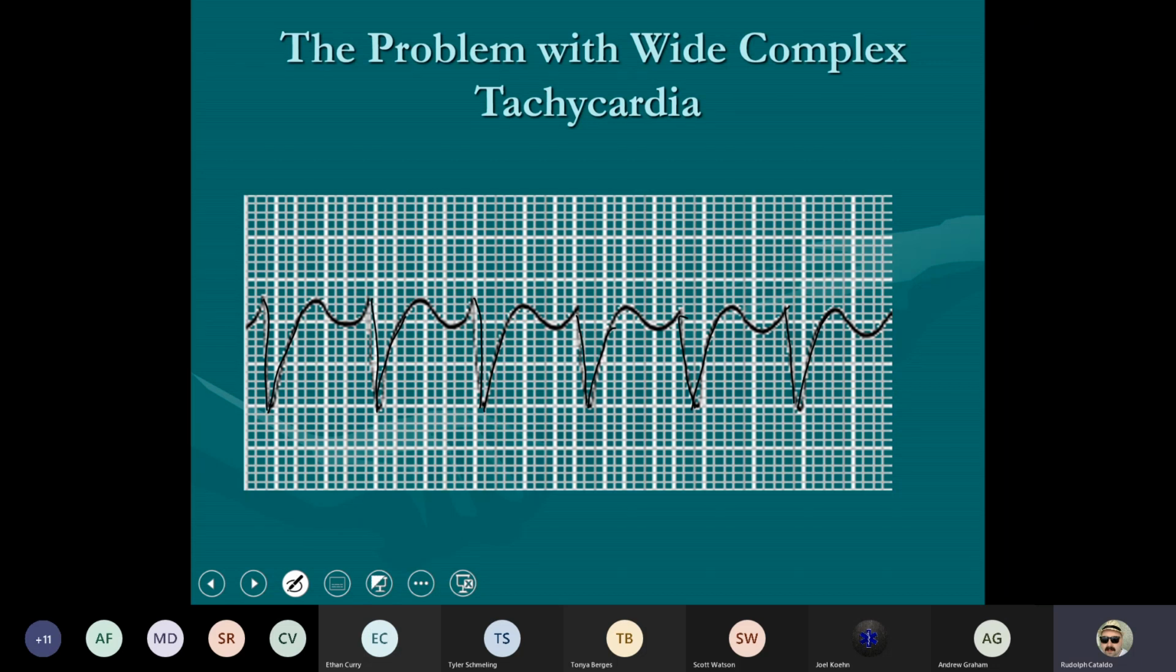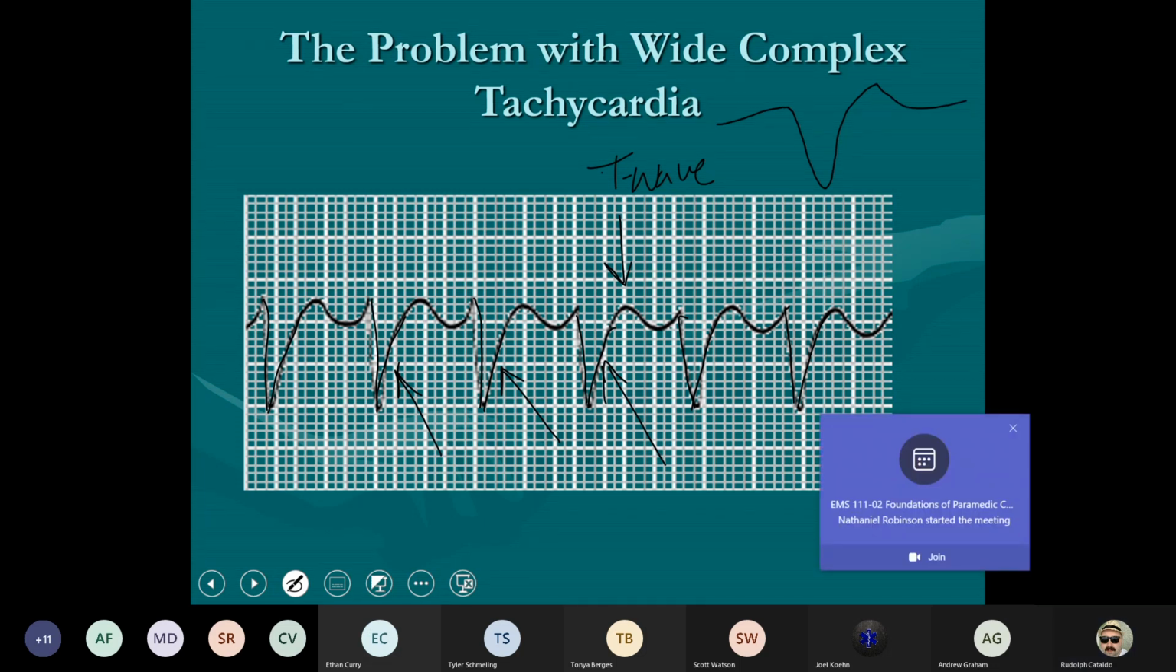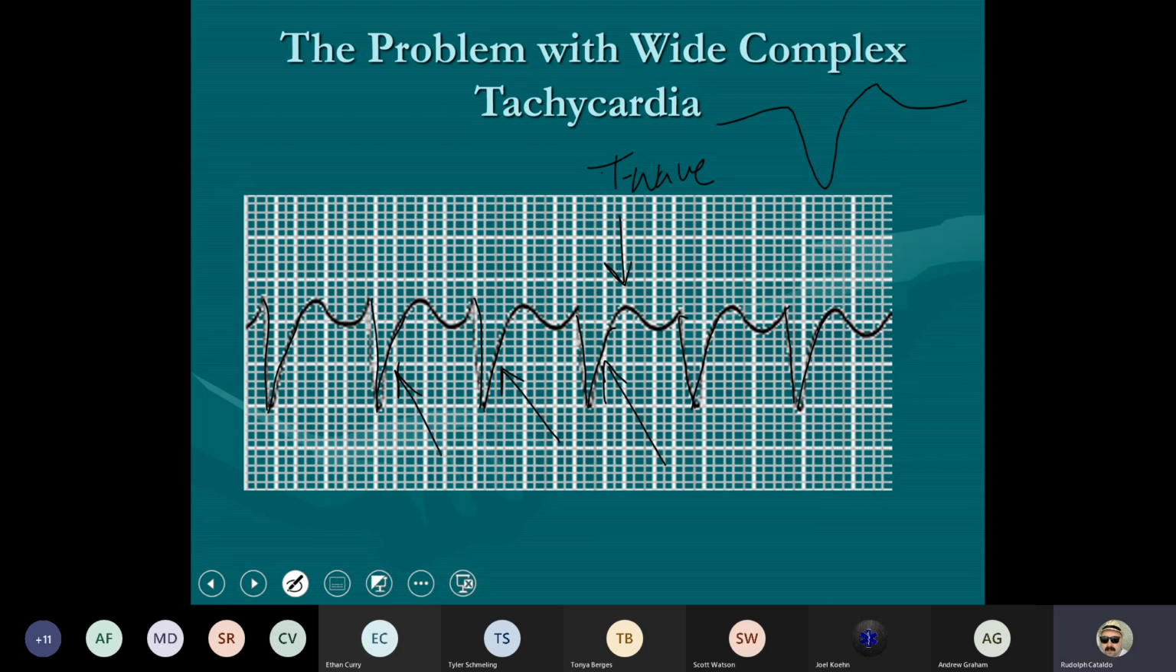Okay, so this is your QRS complex. This is your T wave. It's just an upside down complex. So if I drew it, it would look like that. Don't let that confuse you. You're still looking at this part right here. That is still your QRS complex in all of these.